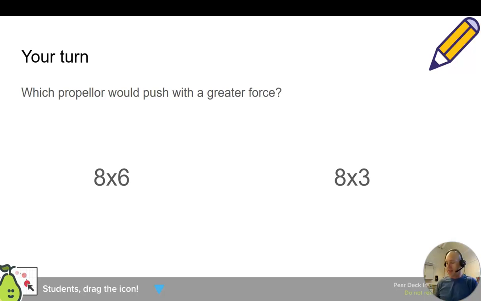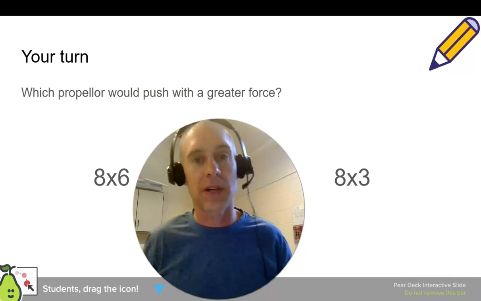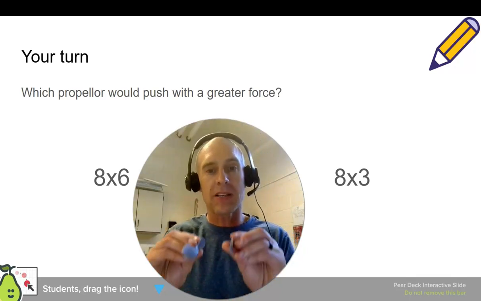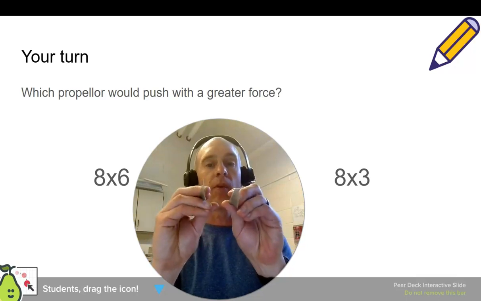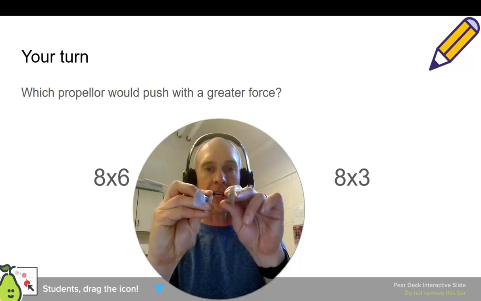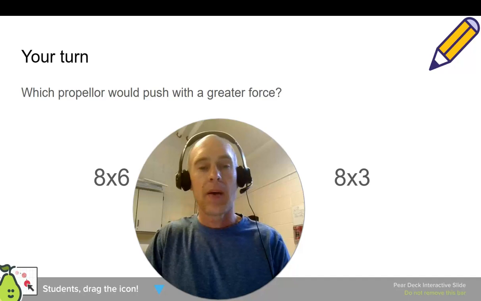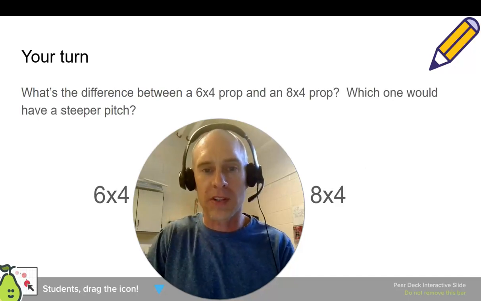Well, in this particular case, the 8x6 has a 6-inch forward. The 3 is a 3-inch forward. So that one actually does push forward at a greater force. And that is this propeller right here. I know you can't really see it with the camera view, but that's fine. That's the 8x6. What about a 6x4 versus an 8x4?